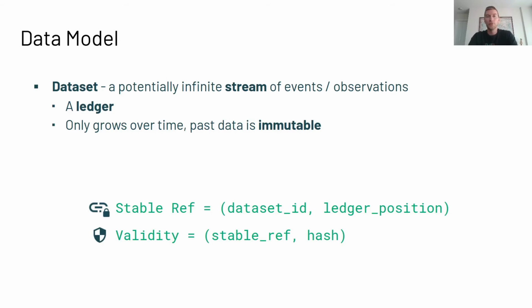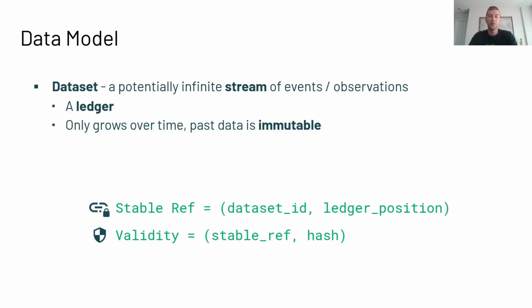A dataset in ODF is a ledger, a potentially infinite stream of events or observations. It only grows over time, so all of the data that made its way in is completely immutable, doesn't change over time. This means that giving out stable references like URLs or DOIs that point to the exact version of the data that you used for your project is very simple. It's just a tuple of dataset ID and a position in a ledger that you're considering. This means that if you have a dataset with billions of events, you can give out a billion of DOIs or URLs, stable references, at no cost. There is no snapshotting, there is no versioning, there is no duplication.